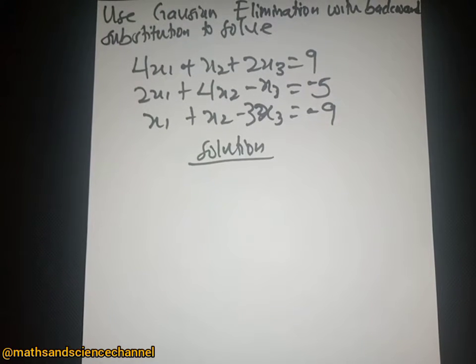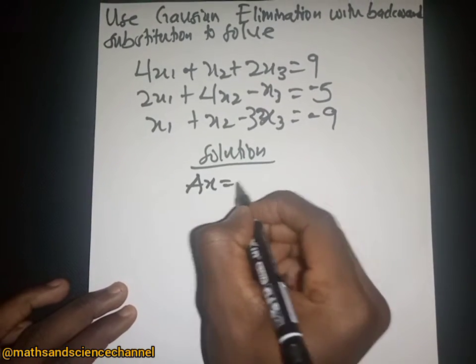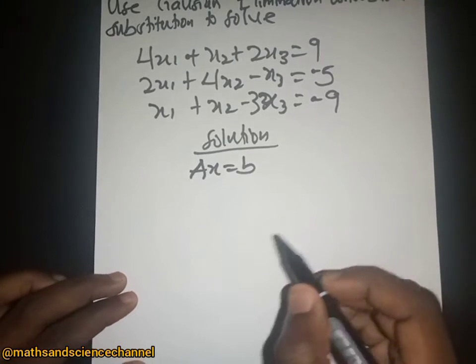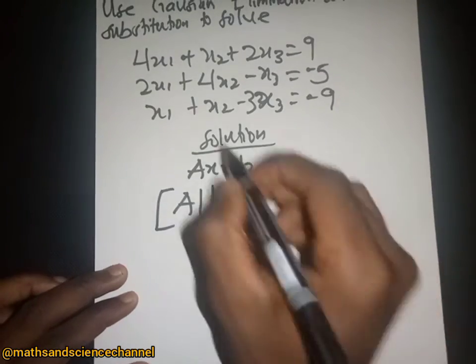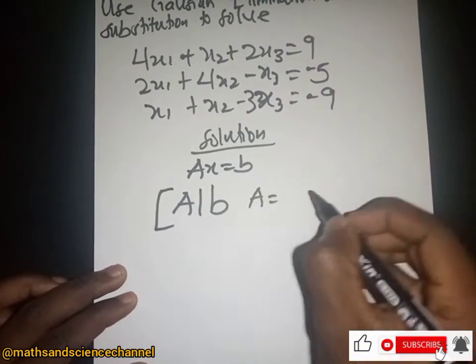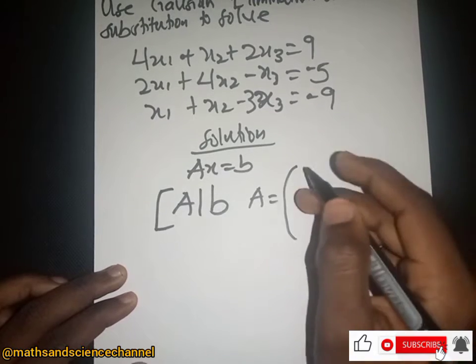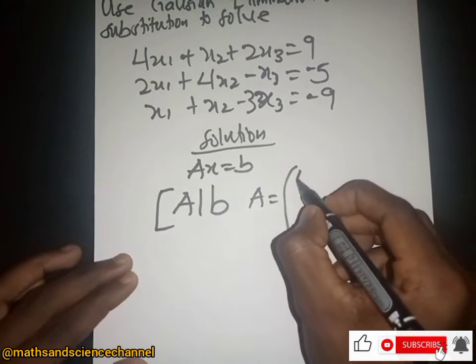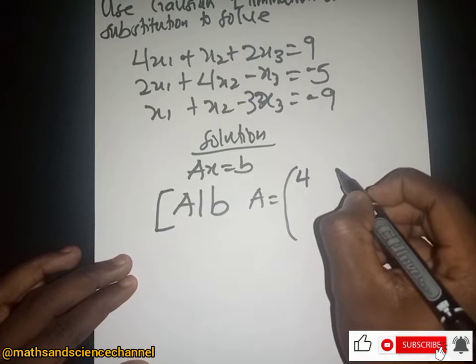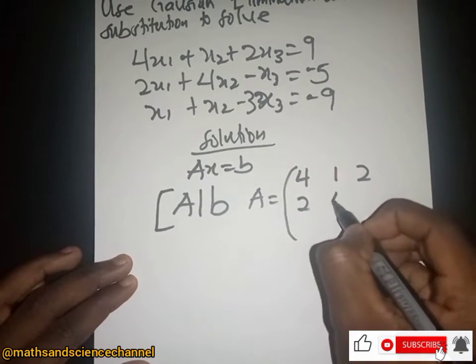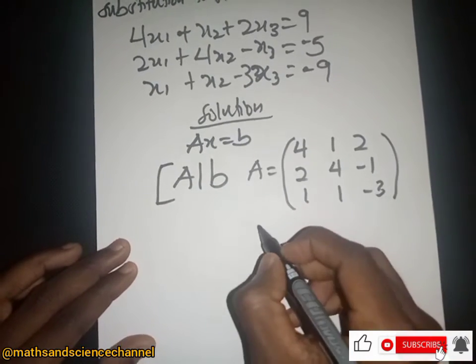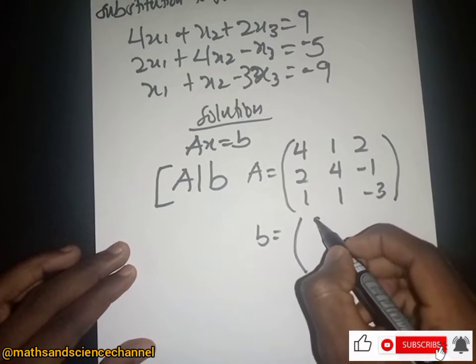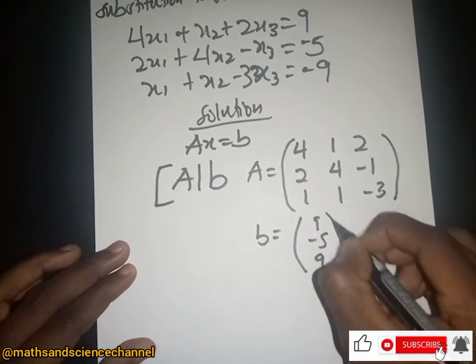So what we're going to do is to form the augmented system. We have Ax equal to b. From the system of equations we can write A based on the coefficients of x1, x2, and x3. For the first row we have 1, 4, 1, and the second row we have 2, 4, -1, and the third row 1, 1, and -3. That will be for A. Then the b values will be 9, -5, and 9.